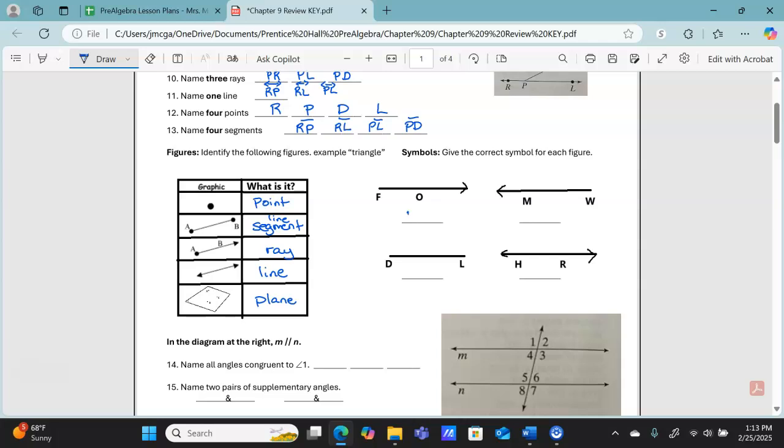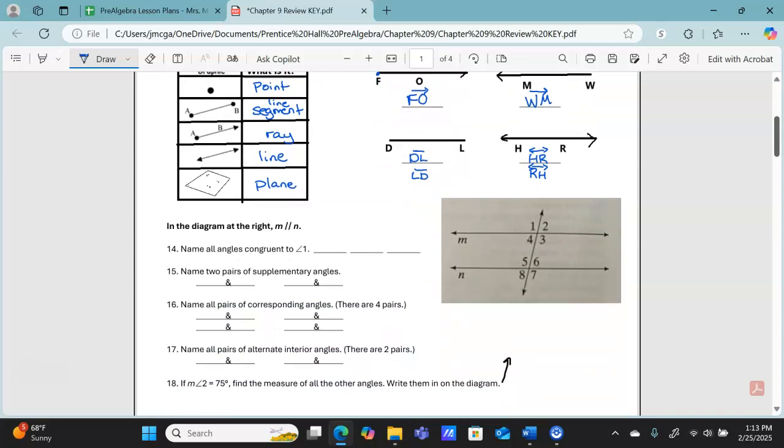Naming this, when we name rays, we always start with the point end, the end where there is no arrow, and then the other end, and the little ray symbol always points to the right. So we're going to have to start with W on this one, even though it's on the right-hand side, because my symbol on top always has to point to the right. And then this is a line segment, so DL with a line segment symbol, and then this is a line HR. On these two, you can switch the order and it doesn't matter, and they are the same thing. On these two, the order of the letters does matter.